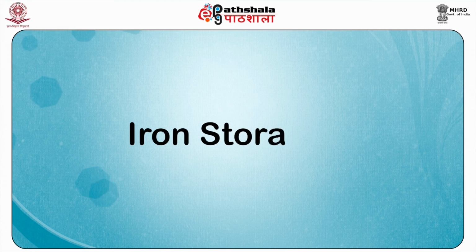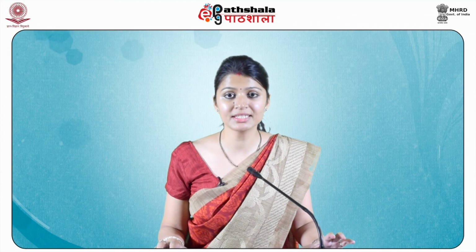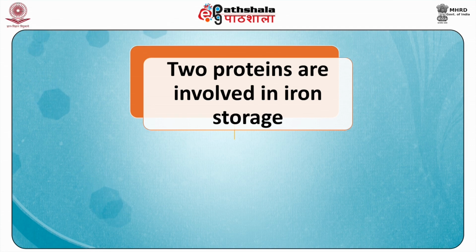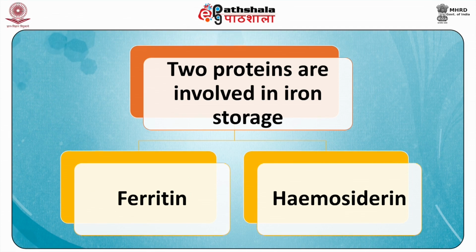Iron storage. Iron which has been released into the cell must either be used immediately for biosynthesis or stored in a safe form. In humans, iron is stored mainly in the bone marrow, spleen and liver. About 10% of all the iron in the body is in storage. Two proteins are involved in iron storage, ferritin and hemosiderin.